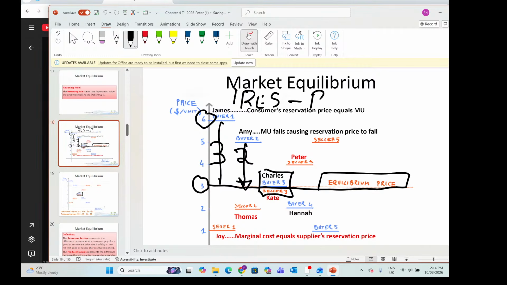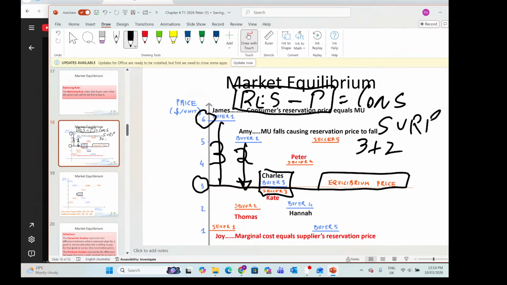What do we call that? Right? The reservation price minus the price, that equals your consumer surplus. We've got a definition of this on the next slide or two. That's their consumer surplus. And if we think about the total consumer surplus here, it's 3 plus 2. That's the total consumer surplus. 5.